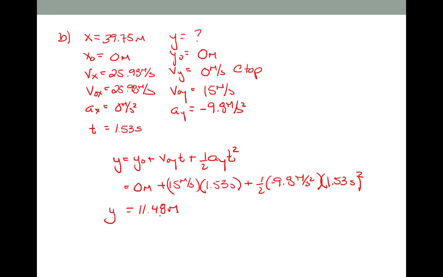I hope you see in this example how acknowledging symmetry helped us to determine the answers for part B based on what we found in part A.